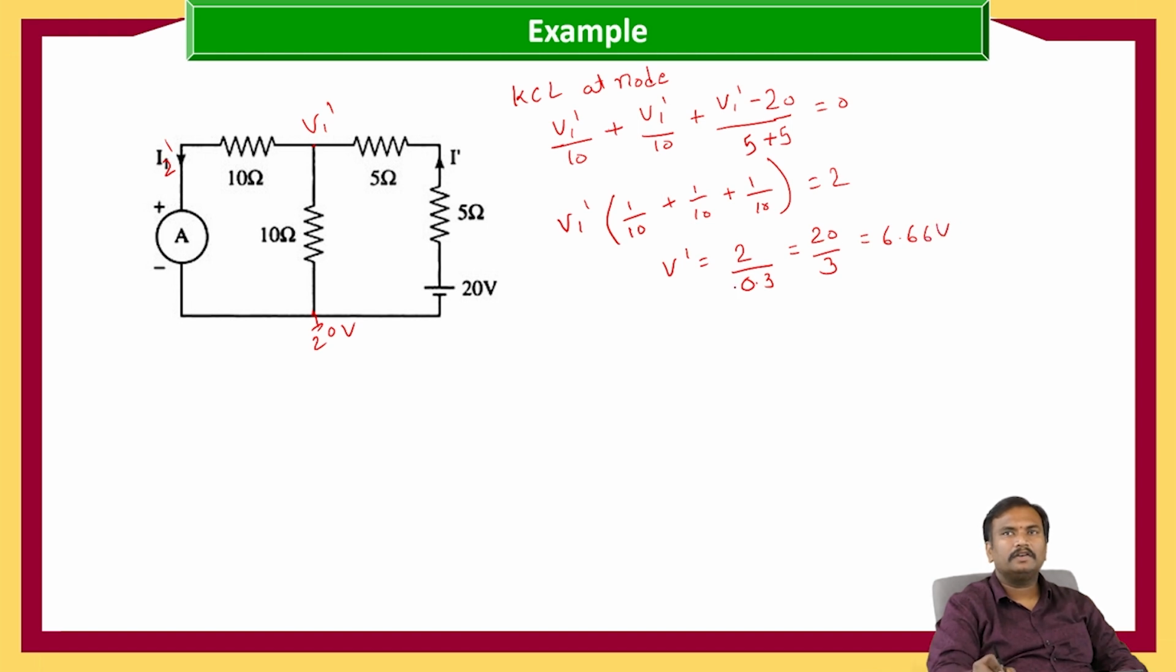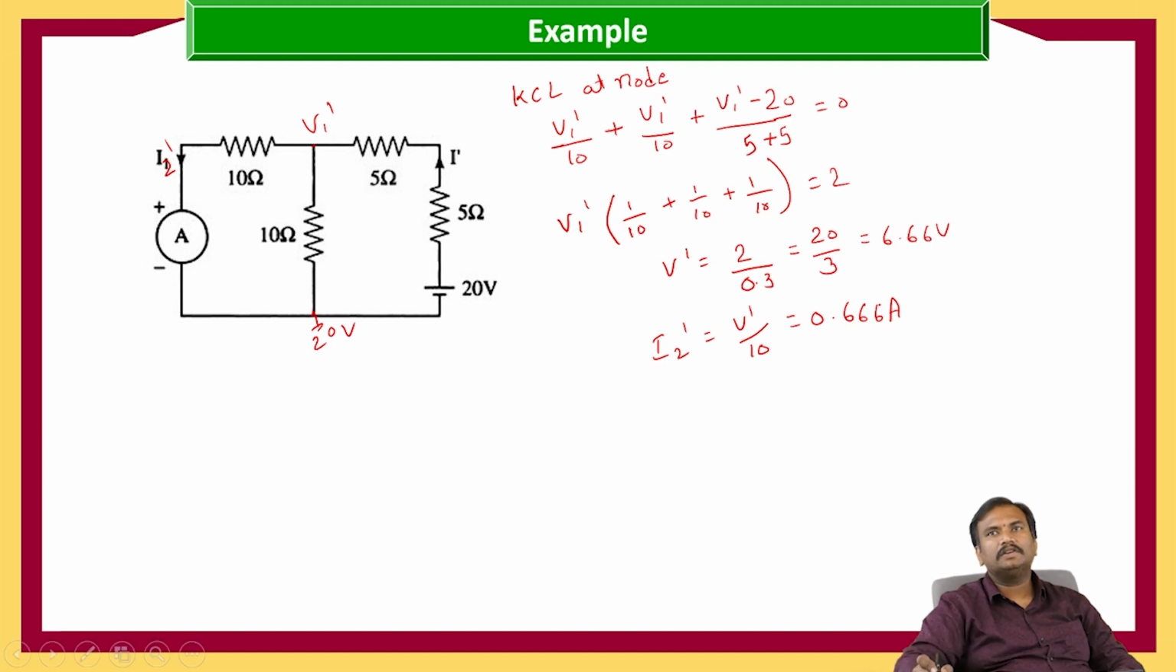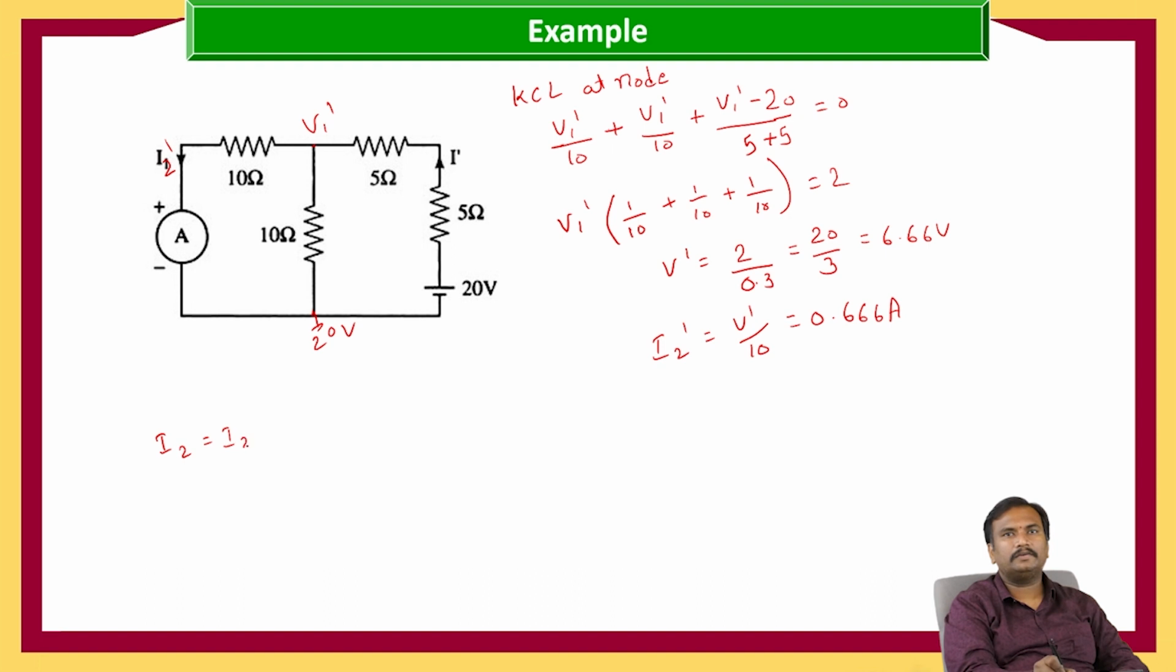6.66 volts. So here we got V1 dash also the same, and I2 dash is equal to V1 dash by 10, that is equal to 0.666 amperes. So we got I2 is equal to I2 dash, hence the reciprocity theorem is verified.